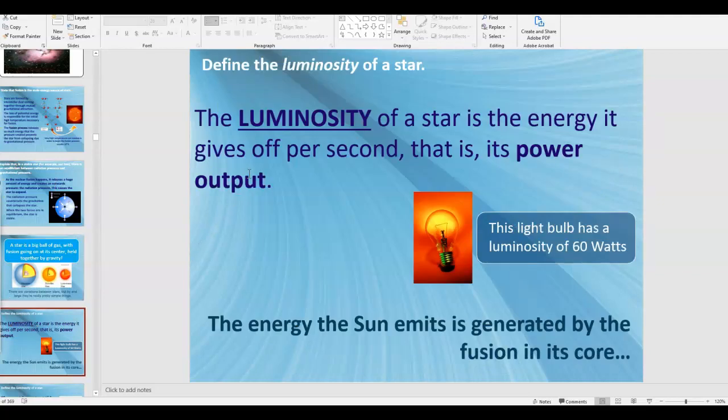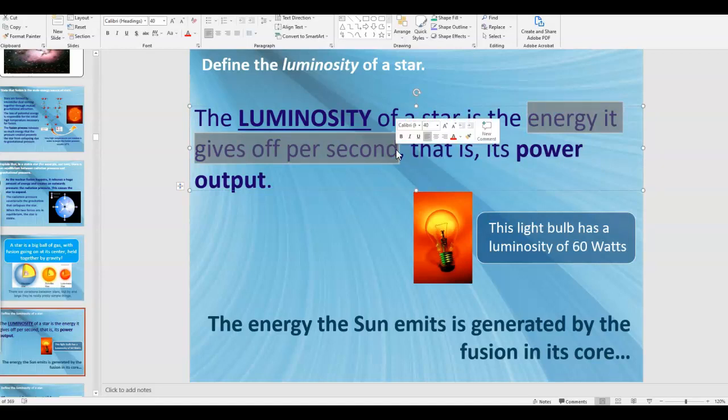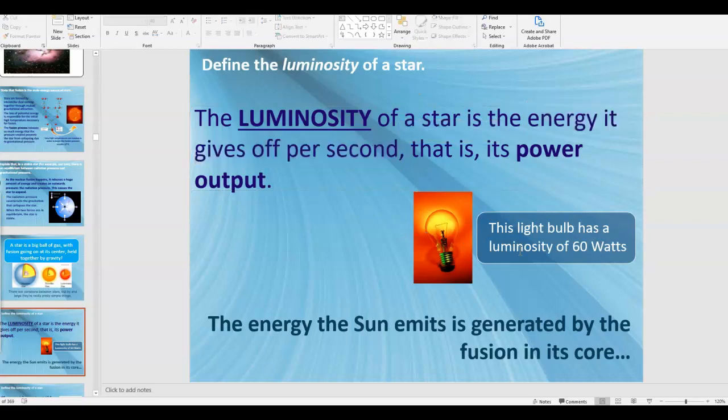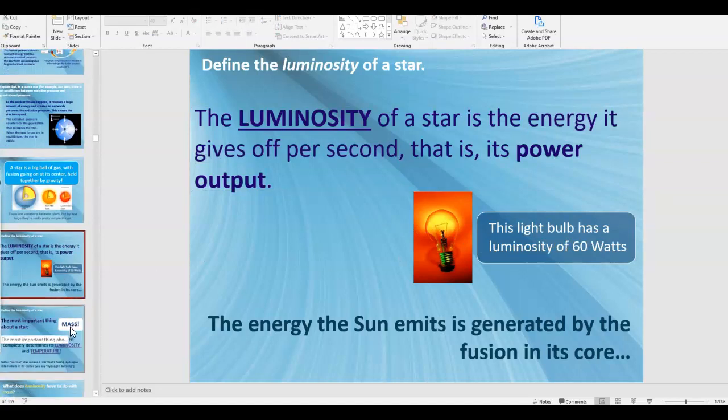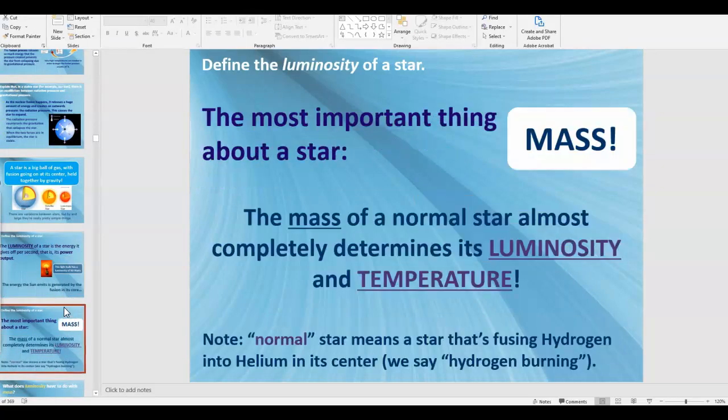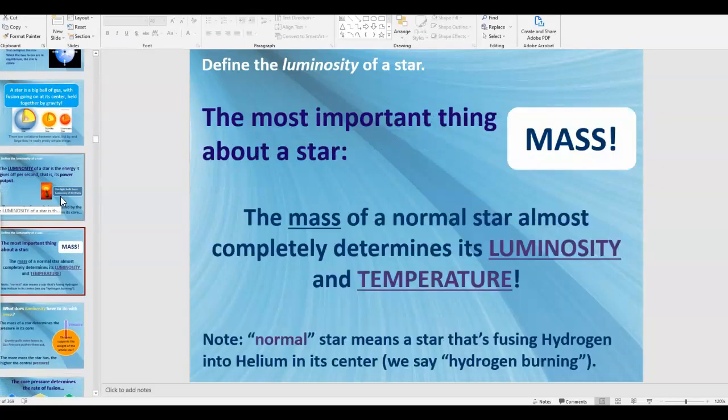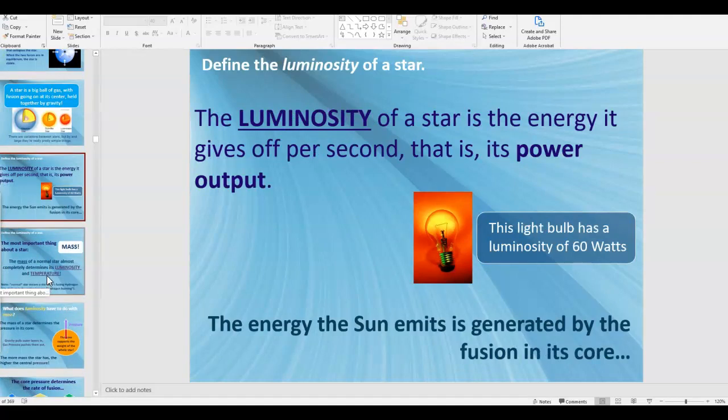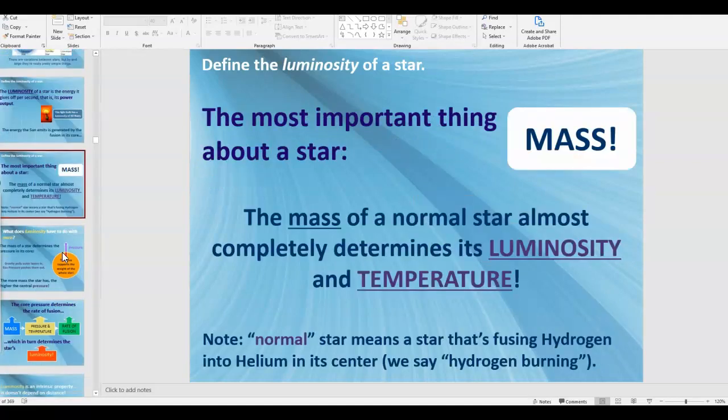Okay, now there's something called luminosity of a star. The luminosity of a star is basically defined as the energy that the star gives off per second. In other words, it's the power output of a star, and that would be measured in watts. For example, a light bulb could have a luminosity of 60 watts. That means it puts out 60 joules per second. Compare that to the luminosity of our sun, which is way more than that. In fact, we'll see the value here in just a second.